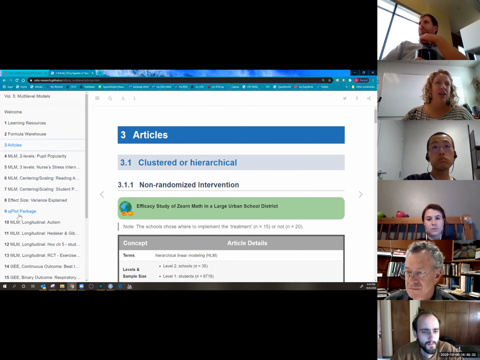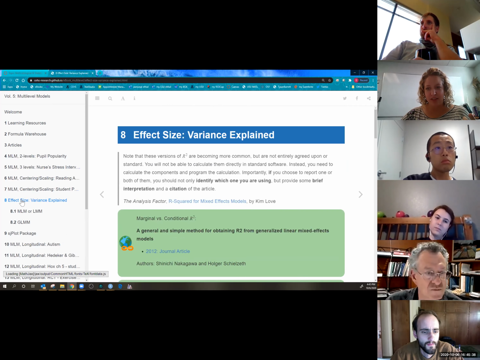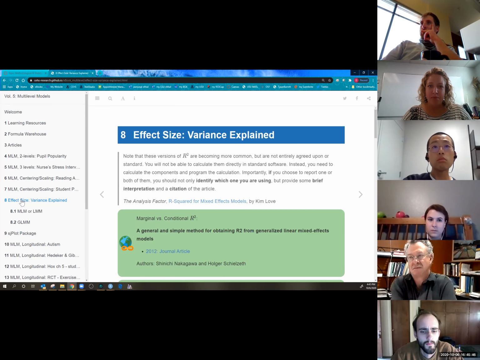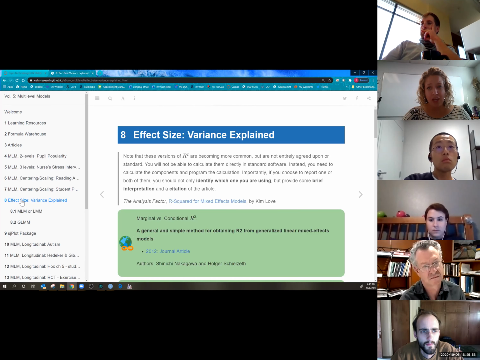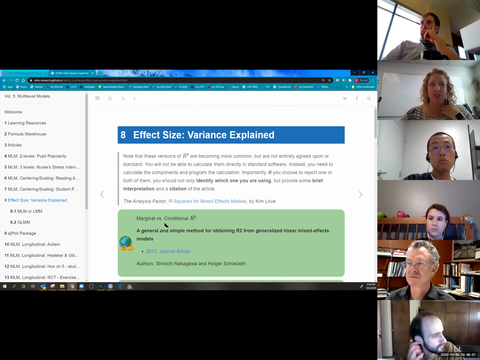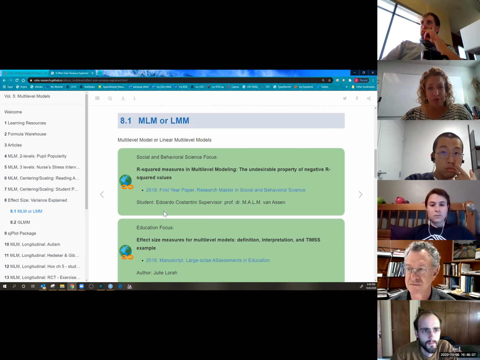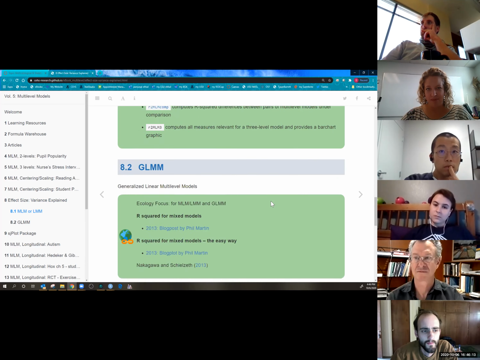So there's that section. Then I've also added, it's now numbered number 8, the effect size variance explained. So variance explained, R² type measures can get quite complex for multi-level modeling. And so I put together here some resources, journal articles, walkthroughs, web posts, things that explain the complexities of R² and R² like measures and what's good practice. So marginal versus conditional. I've got links to articles. So if this is something you want to read more about or come back to in the future, there's a spot for it on the encyclopedia.